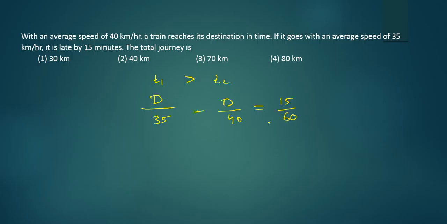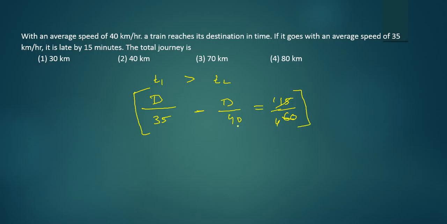Now we have to find the total journey. I have to find the value of d. How will you do this? Simple. Take the LCM of 35, 40 and 60, or else you can write 15 by 60 as 15 ones and 15 fours. Now take the LCM of 35, 40 and 4.